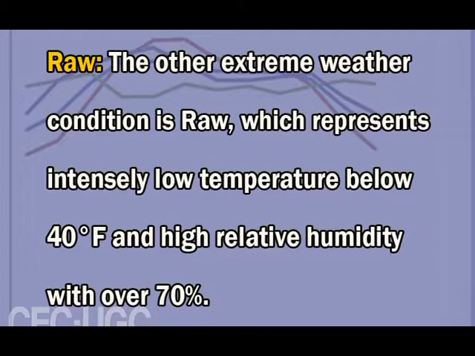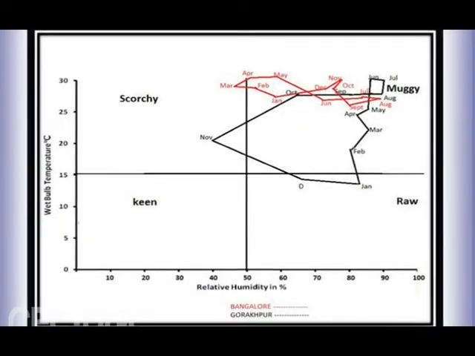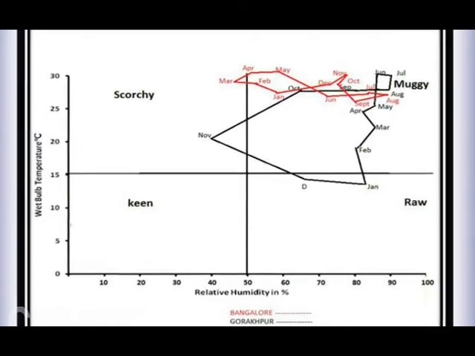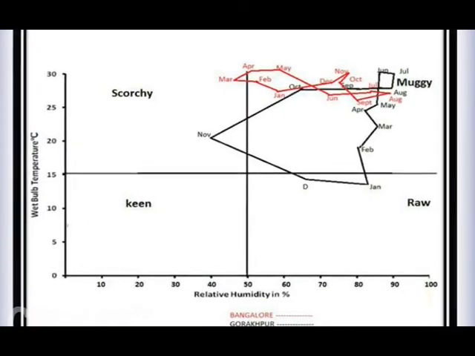Raw. The other extreme weather condition is raw, which represents intensely low temperature below 40 degrees Fahrenheit and high relative humidity of over 70%. Some extreme examples can be found in the polar regions, which are in the permafrost region. This figure shows the four different extreme conditions, the scorchy, muggy, keen and raw, in the four corners of the figure.